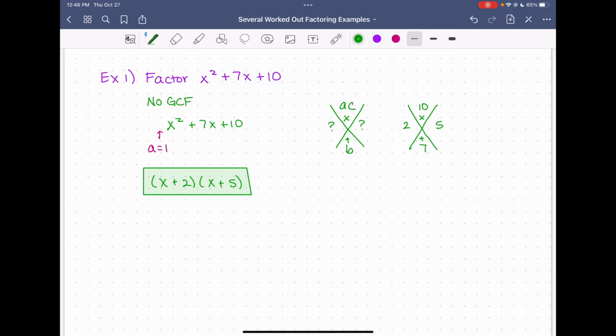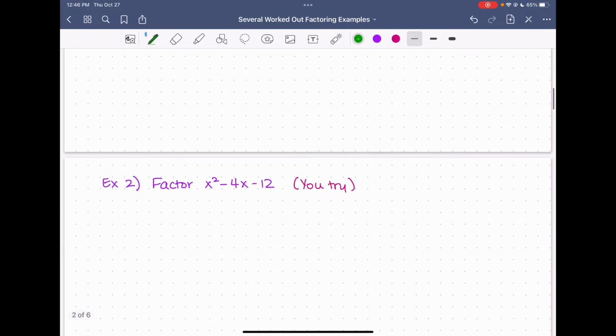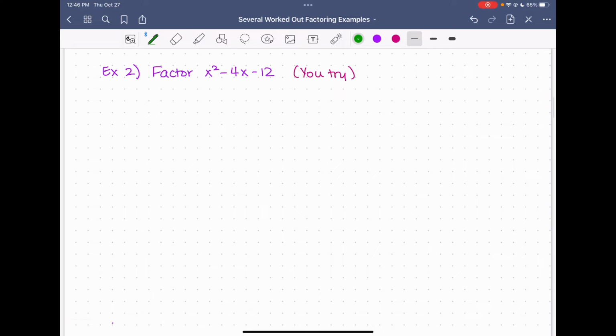So basic factoring 1. Feel free to pause the video and take a look at this if you need to. But when you're ready, unpause the video and try this problem. So go ahead and pause the video, try this one, and then unpause it and you can check your answer.